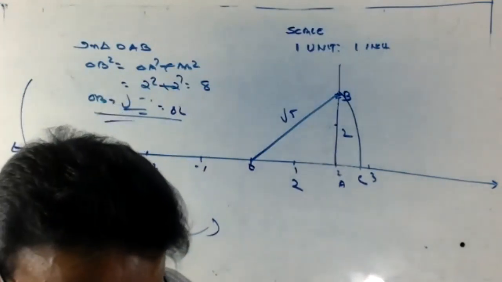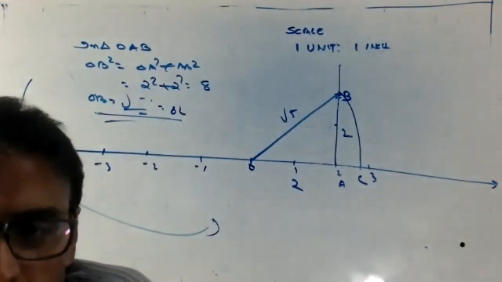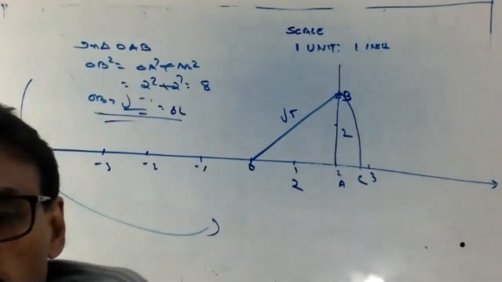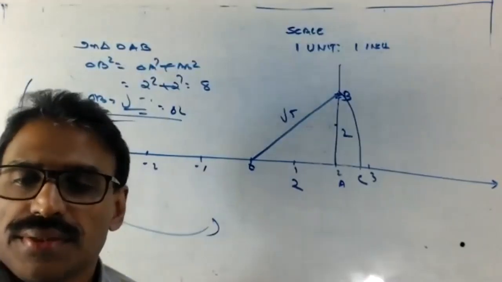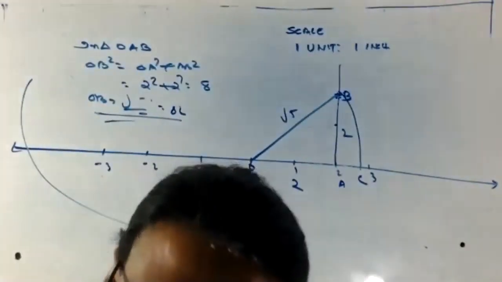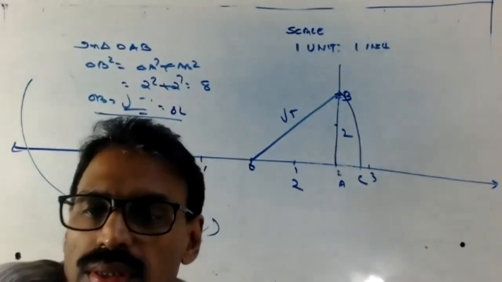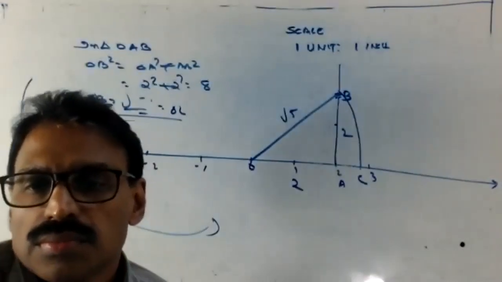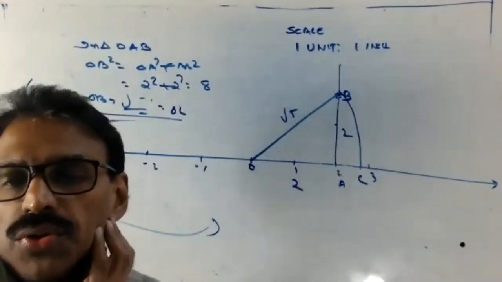Okay, so now look here. We are going to draw root 8. Sorry, wait. 2 root 2, how will you mark it? 2 root 2, how will you make it? Right. Draw 2 root 2 on the number line.